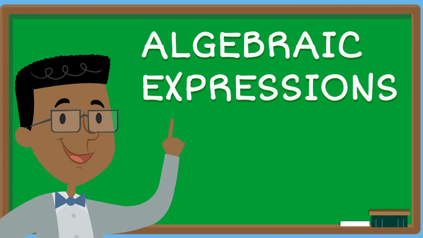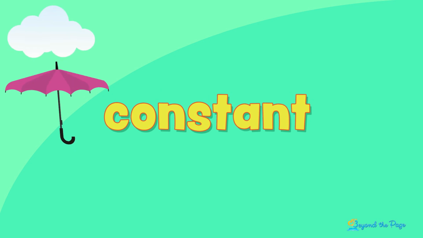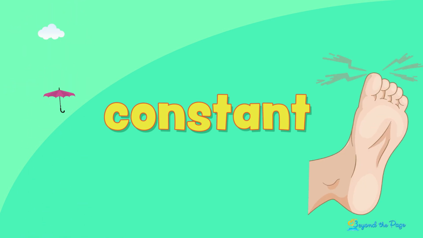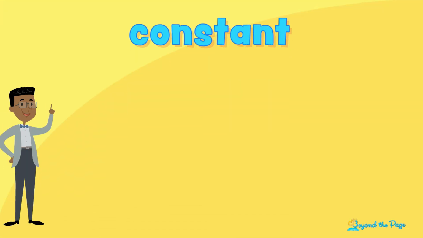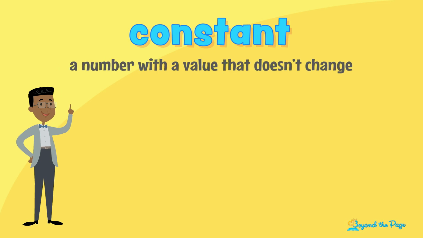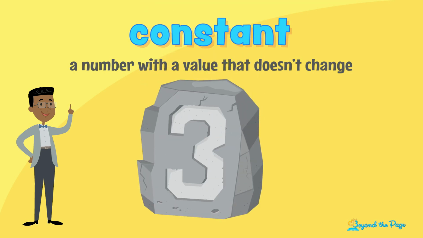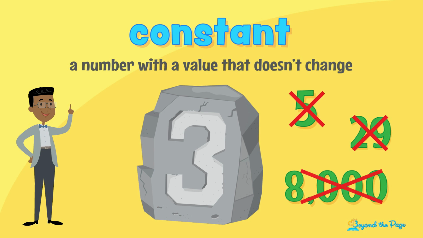Algebraic expressions. What comes to mind when you hear the word constant? If there is constant rainfall, you know that it is raining without stopping. If you have a constant itch on your left foot, that means the itch isn't changing or going away. In algebra, we use the term constant to refer to a number with a value that doesn't change. The number 3 is a constant because 3 is going to have a value of 3 no matter what. It can never have a value of 5, or 29, or 8,000.